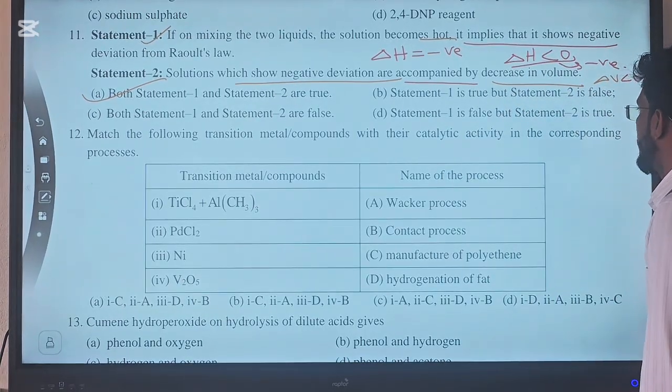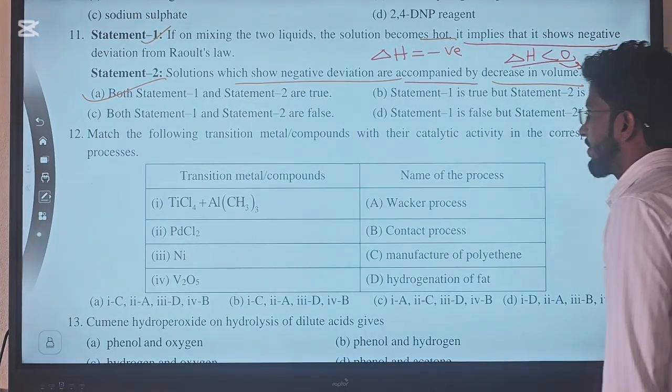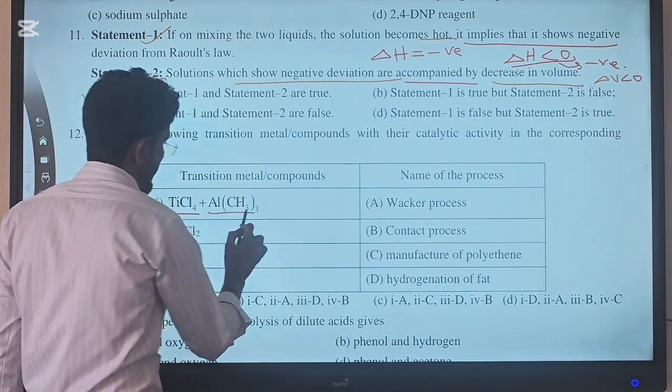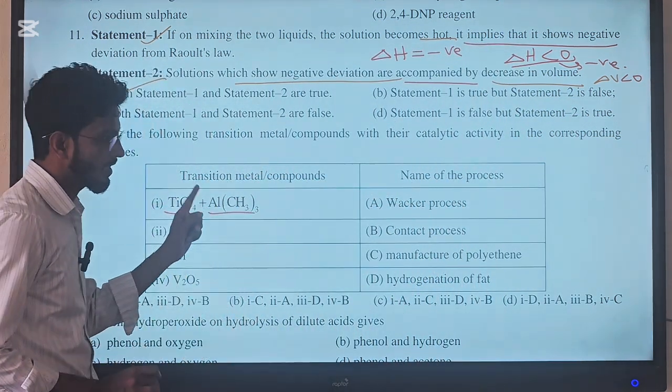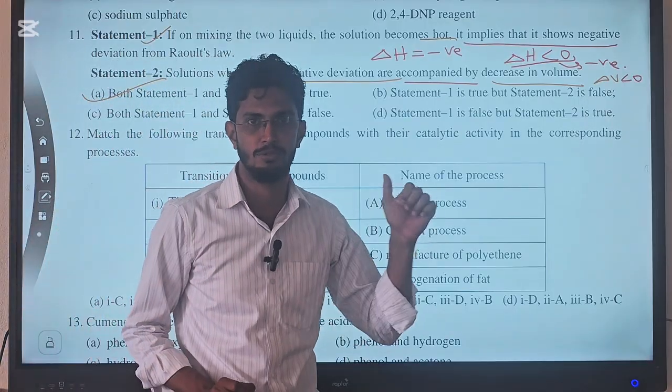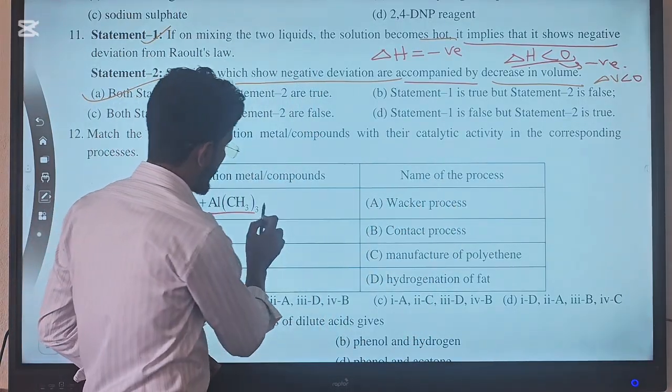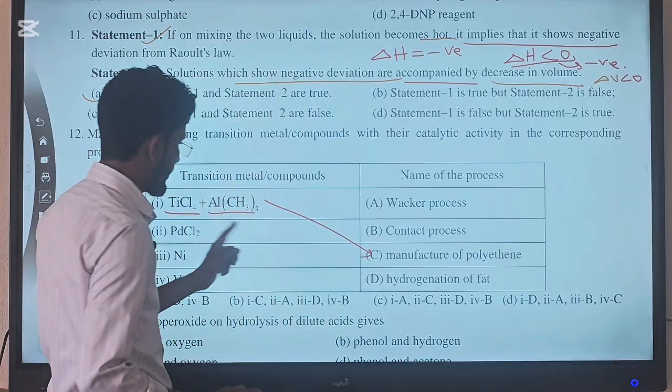Now after question number 11, if you see question number 12, match the following transition metal compound with their catalytic activity in the corresponding process. Now, this is TiCl4 with Al(C2H5)3. This is Ziegler-Natta catalyst. Ziegler-Natta catalyst is used in industry for the manufacture of polythene. Answer of A is C.